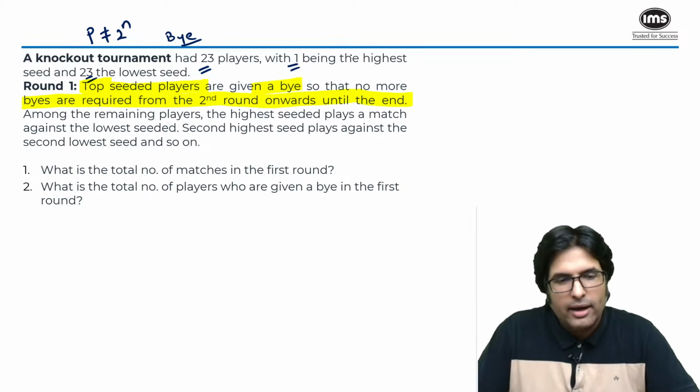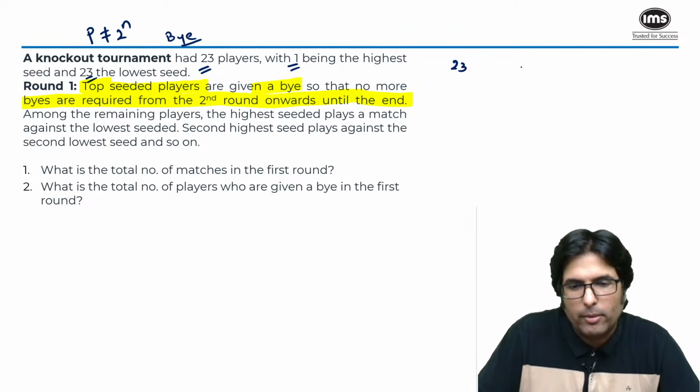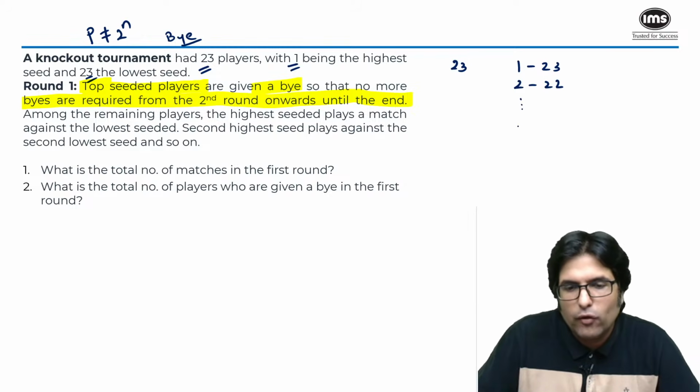Now understand, if we have 23 players, what is the problem? Suppose I go by normal scheduling. So I'll have 1 with 23 playing against each other, 2 will play with 22 and so on. But who will play with 11? We'll say 11 will play with 12. Will 11 play with 12?